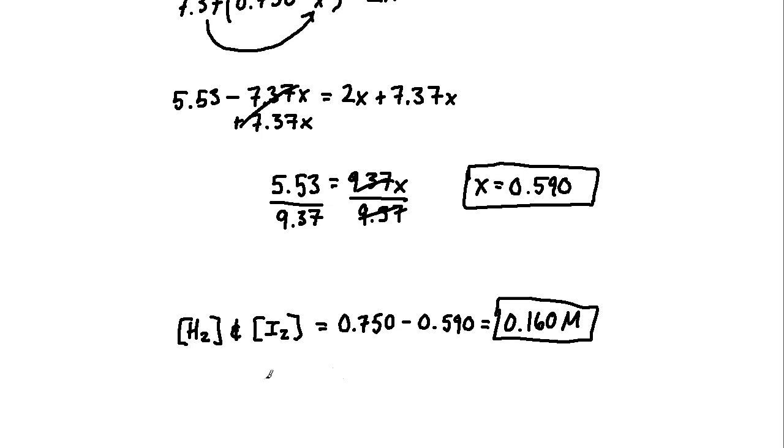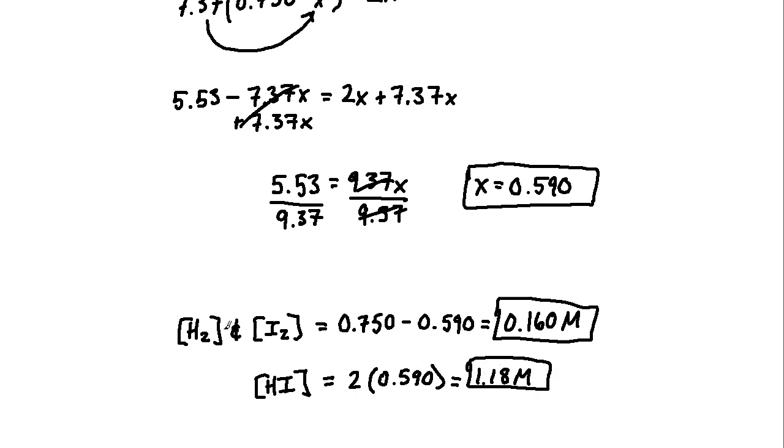And now the HI was represented as 2x. So what I'll do to solve for the HI is I'll take 2 times the 0.590, and that will return a value to me of 1.18 molarity. So there you go. Those are the answers. The H2 and the I2 concentration at equilibrium would be 0.160 molarity, and then the HI at equilibrium would be 1.18 molarity. Those are the final answers that address the problem.